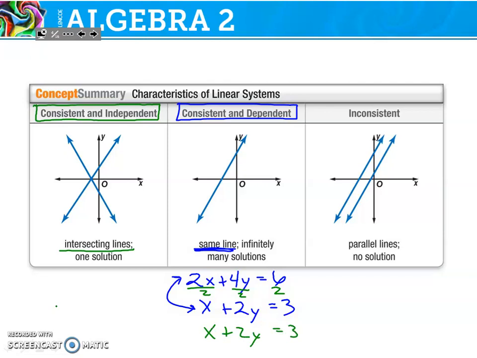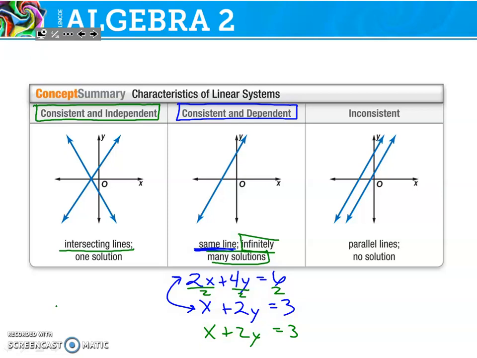Okay? So if you get a consistent and dependent system where they are the same line, your solution for that is infinitely many solutions. If you get something where they're the same line, you're going to end up getting infinitely many solutions. And we will talk about what that looks like after the elimination, as far as algebraically what it looks like. If you're graphing it, you're just going to see 2 lines. Or sorry, you're just going to see 1 line, because they're the same line.